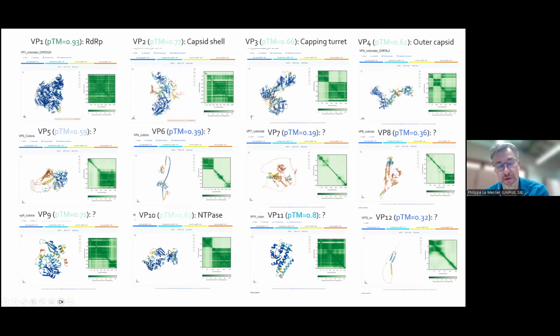So I told you for these viruses, we know that there is a capsid for T2. We know that there's a capping turret. We know that there's an NTPase, but we didn't know which one. And here we have already, for these 4 genes, we know by modeling who they are.